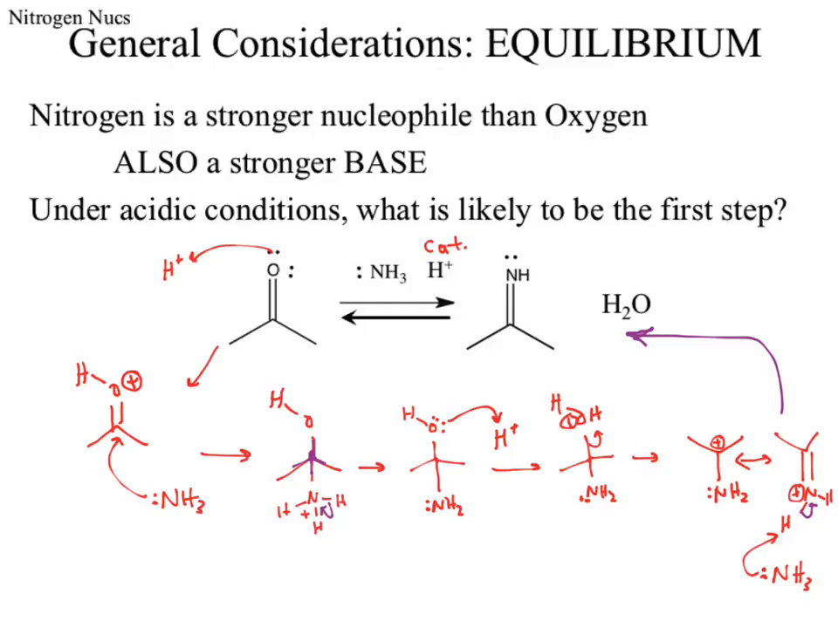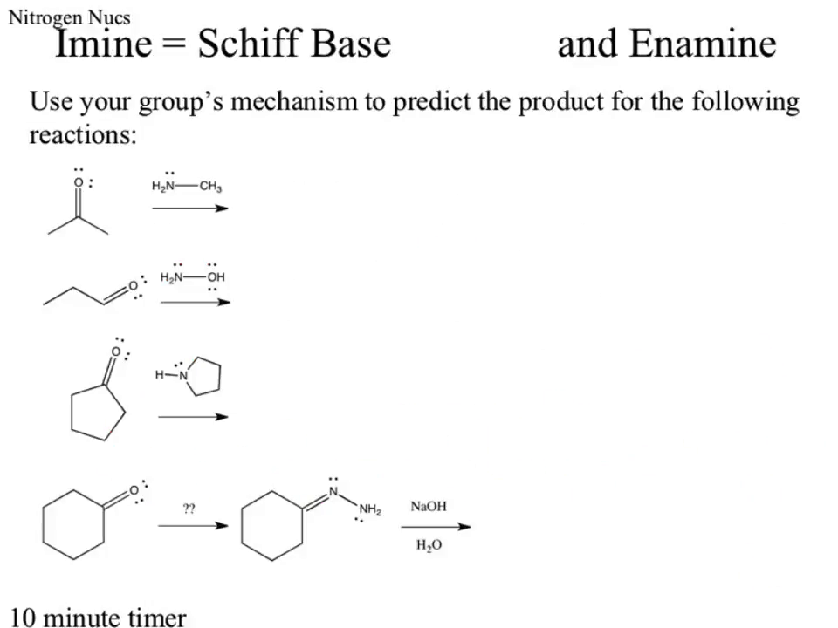With that said, spend the rest of our time predicting what those potential products are. So I know that says a 10-minute timer, you get 3 minutes. Lucky you. See what you can come up with.